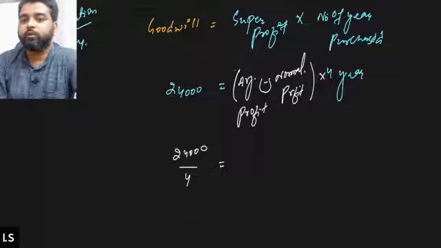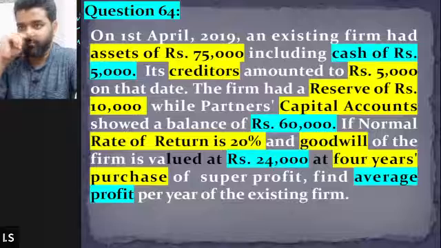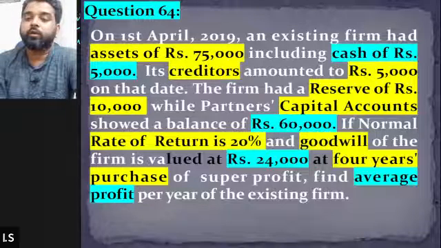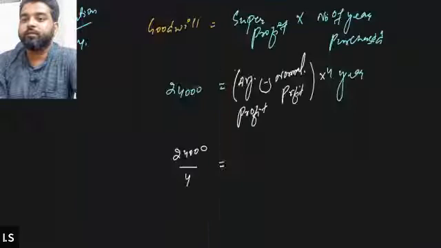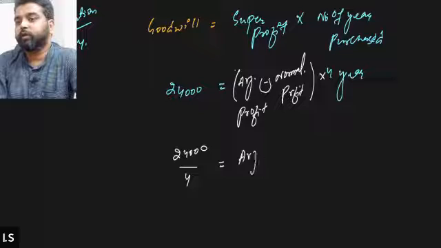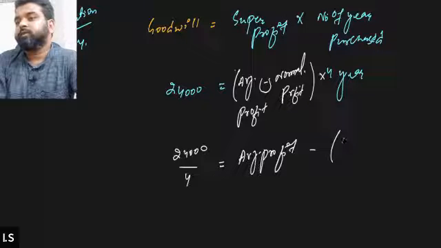Is the average profit given in the question? Okay, so average profit is what we need to find out. So average profit is obviously not given in the question. And we need to subtract the normal profit out of it. So what is normal profit? How do we find out the normal profit? It is very simple: capital employed multiplied with the rate of return, ROR.